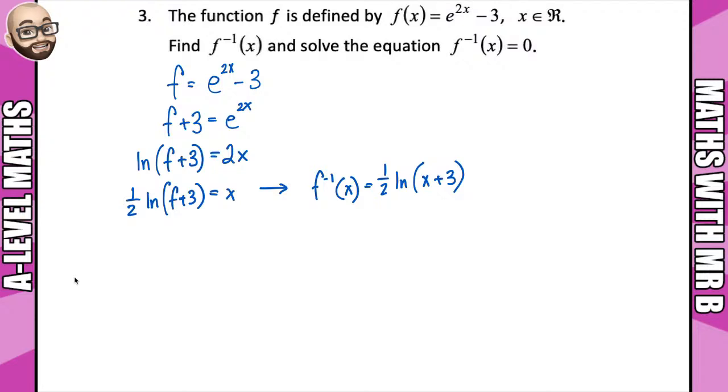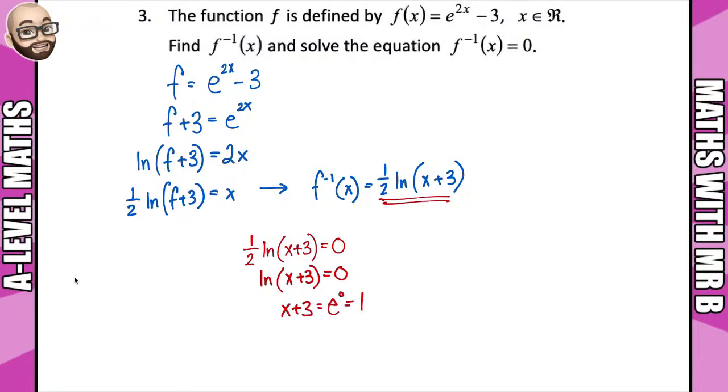Now there's probably 2 different ways we can do this. The first method is just by setting this equal to 0. So if we double both sides, then if we do e to both sides, we get e to the 0, which is 1. So x is going to be 1 minus 3, which is minus 2.